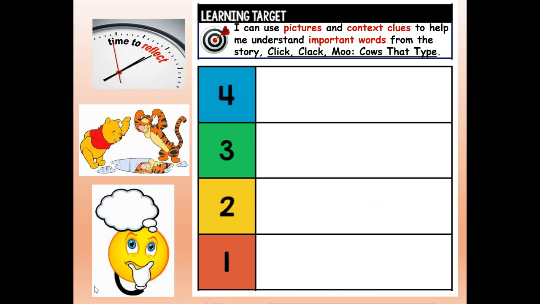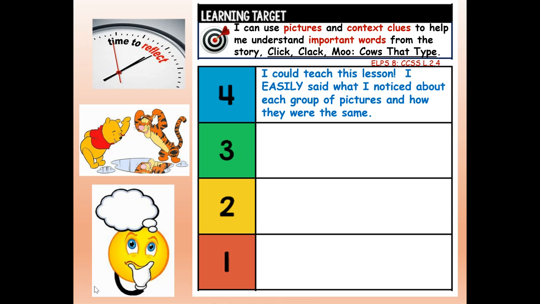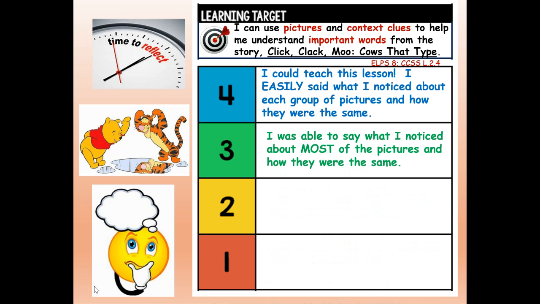All right, now at the top of your paper, I want you to reflect. Time to reflect on your learning. Did you hit the learning target? Did you reach it? I can use pictures and context clues to help me understand important words from the story, Click, Clack, Moo, Cows That Type. Would you give yourself a 4? I could teach this lesson. I easily said what I noticed about each group of pictures and how they were the same.